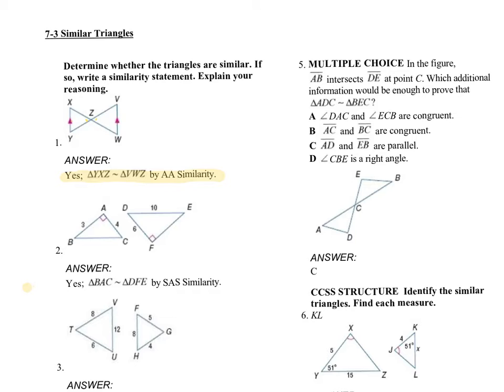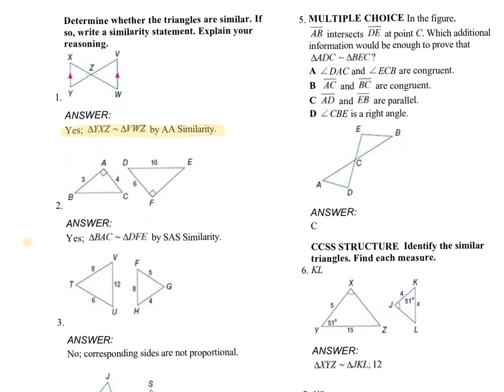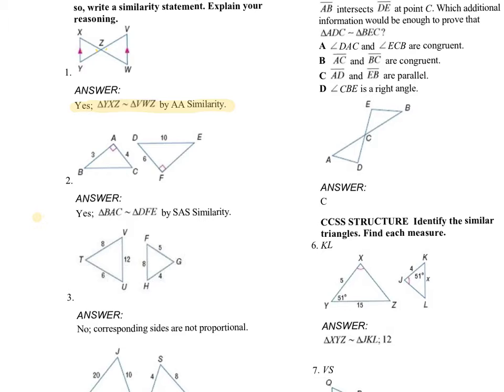All right, if we take a look at the second one here, same directions, looking to see if they're similar, and then if they are, explain our reasoning for it. And if we look at this, the first thing I notice is that we have right triangles here. And so therefore, this is going to be a 3, 4, 5 right triangle. We can figure that out by Pythagorean theorem. And that this would be a 6, 8, 10. So we would be able to figure out those sides.